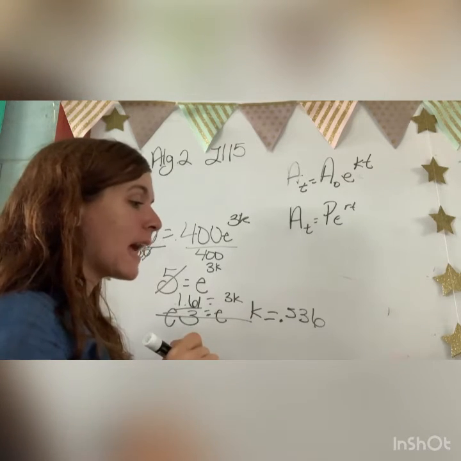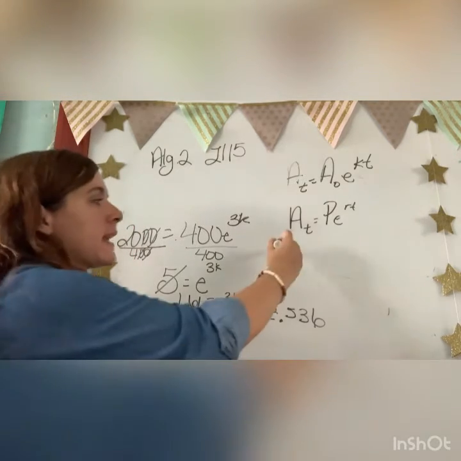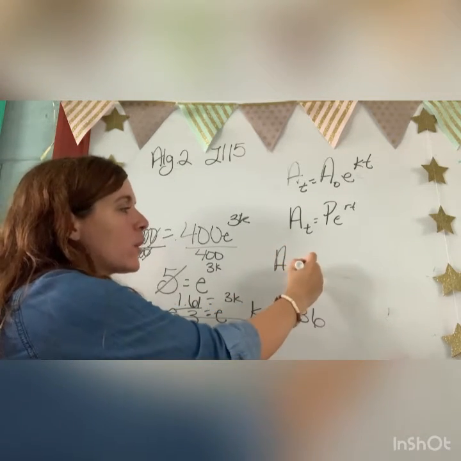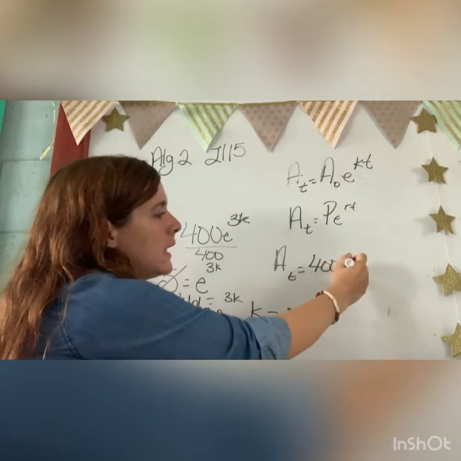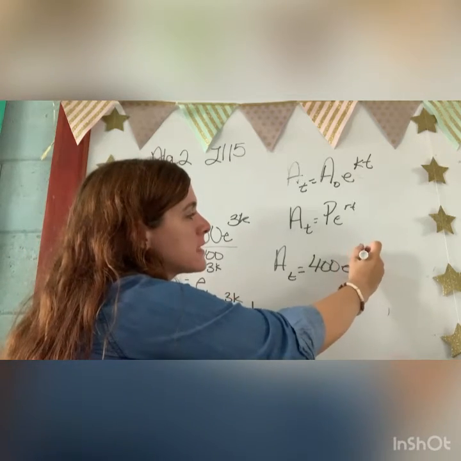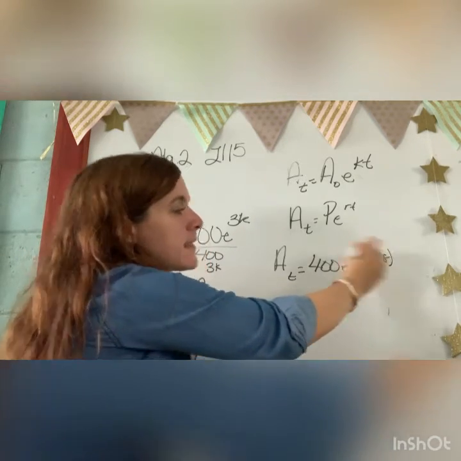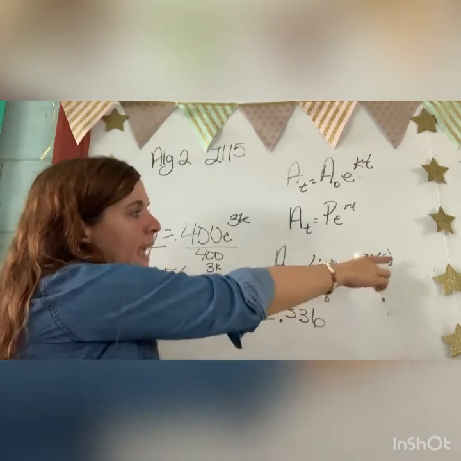Once I know that my k equals 0.536, what am I going to do? Well, it's asking us now how many bacteria would there be in 8 days? So I'm going to say A of t, because that's what I'm looking for. My original was 400, e to the 0.536 times 8, because it's 8 days, okay? There's my original amount times my e with my k and my t.